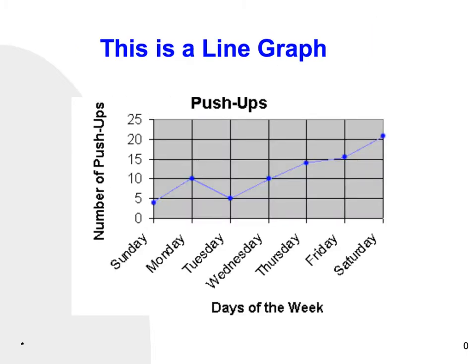Alright, so this is a line graph. So as you can see, a few important things to remember when we're constructing a line graph. You need a title, that's the title of the graph. You also need labels on each of the axes. The horizontal axis here, you need a label, and also the vertical axis.